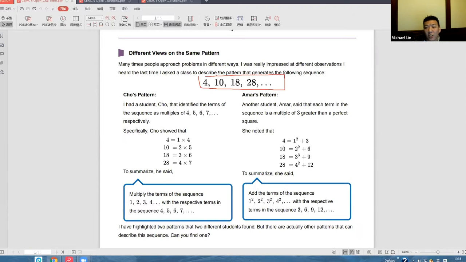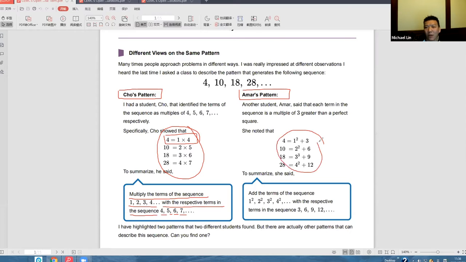Or you'll have a first constant difference. So this is a non-linear pattern. Over here, we can see 2 student solutions. You see this person by the name of Cho, and there's a person by the name of Amar. Cho thinks that this pattern is equal to multiplying the terms of the sequence 1, 2, 3, 4 with the respective term in the sequence 4, 5, 6, 7. So he says it's 1 times 4, 2 times 5, 3 times 6, 4 times 7. This person is very clever. I wouldn't have thought about it this way.